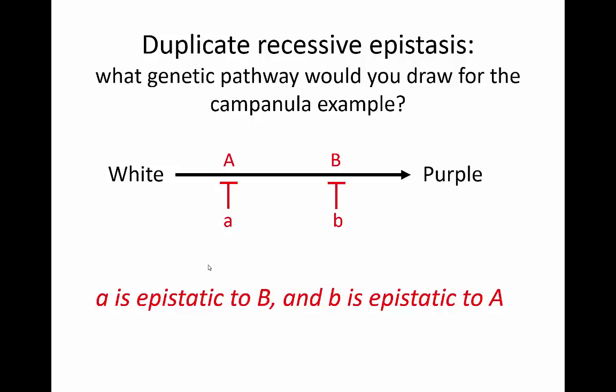The epistasis statement for this pathway actually has 2 possibilities. Remember that epistasis is a relationship between alleles of 2 different genes. So what we would say is that little a is epistatic to big B, so the normal phenotype of big B would be purple, and if you have little a, it masks the normal purple phenotype. Likewise, little b would be epistatic to big A. We call this duplicate recessive epistasis because both of the alleles that are doing the epistasis are recessive alleles.